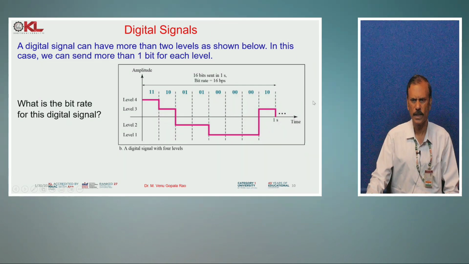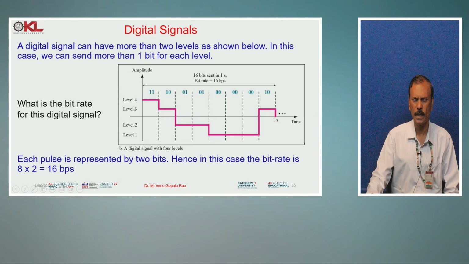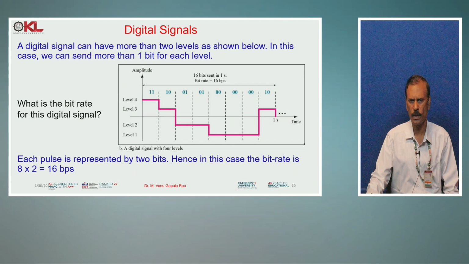So in this case, what is the bit rate for this digital signal? Each pulse is represented by 2 bits. See, for example, here is 1 1 1 0 0 1 1 0 1 0 0 0 0 0 0 1 0. So each pulse is represented by 2 bits. Hence in this case the bit rate is 8 into 2, 16 bits per second. So this is what we call M-ary, with M equal to 4 levels.